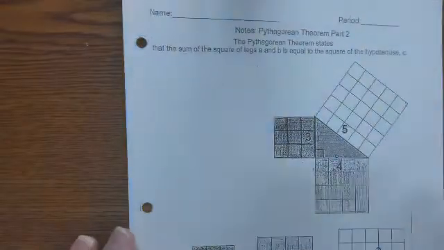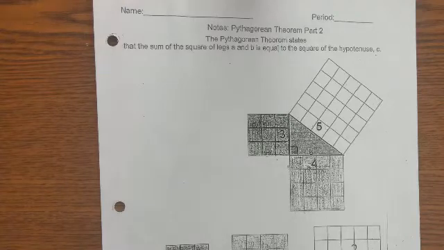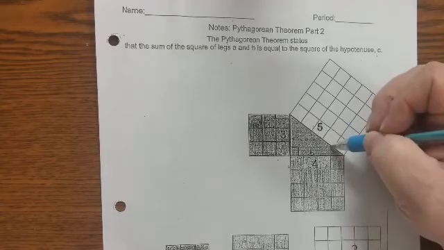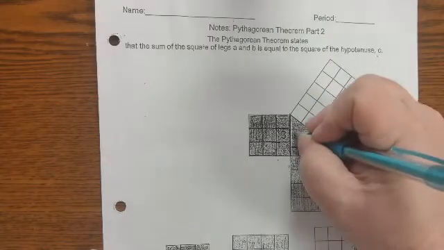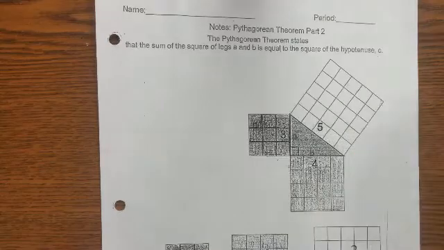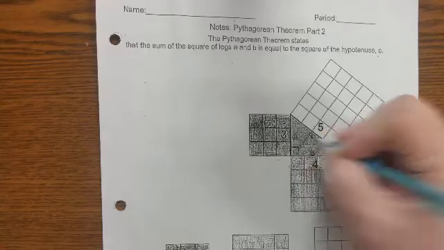All right, so here's our notes. Pythagorean theorem, part 2. The Pythagorean theorem states that the sum of the squares of the legs A and B is equal to the square of the hypotenuse. So this is the hypotenuse here, C. We've been finding this, and I know it's hard to see, but this is your A, this is your B, and this is C. Okay, remember we draw our arrow across.